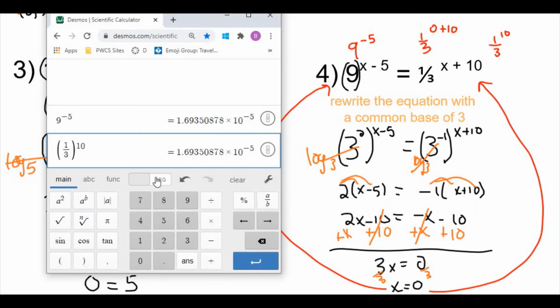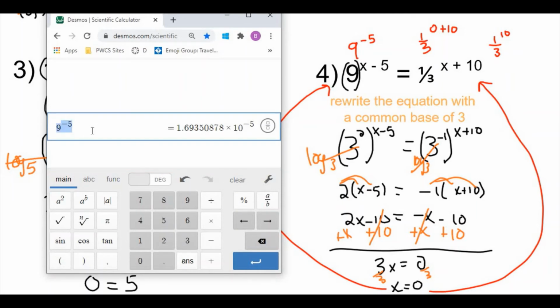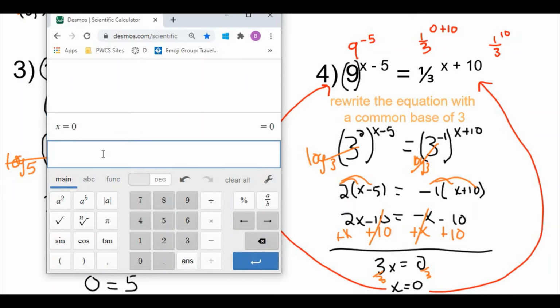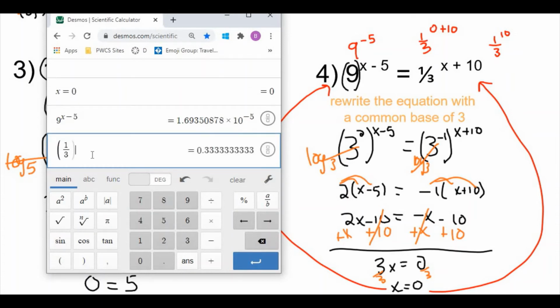And of course, instead of checking it this way, you could have also checked it by saying x is 0. What is 9 raised to the x minus 5? Oops, you've got to be careful with typing that in. So I do x minus 5. I highlight and then exponent. Notice I get the same number you saw earlier. And then if I take 1/3, and again, I'm just going to type the exponent in and then tell it to make it an exponent.